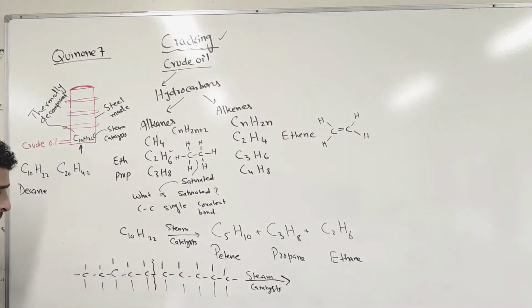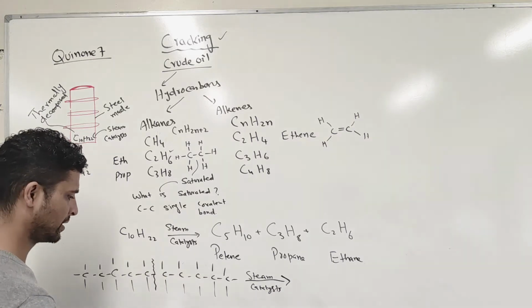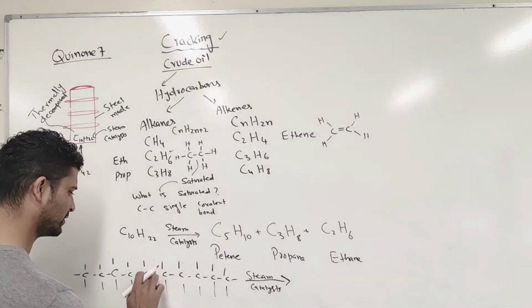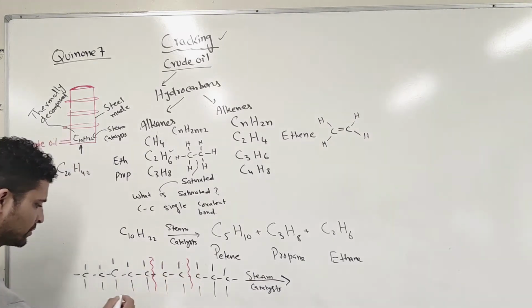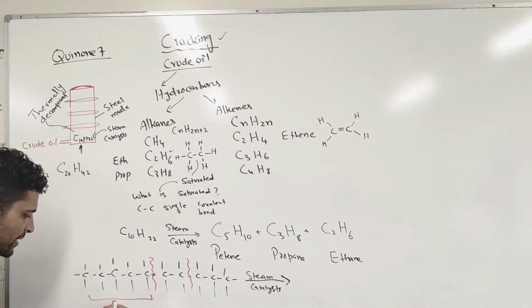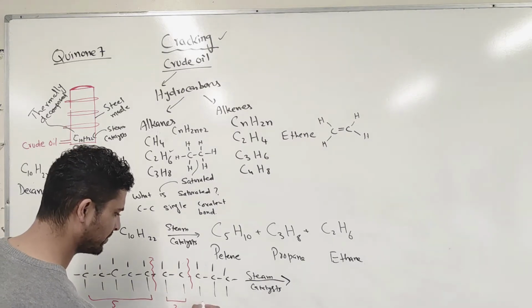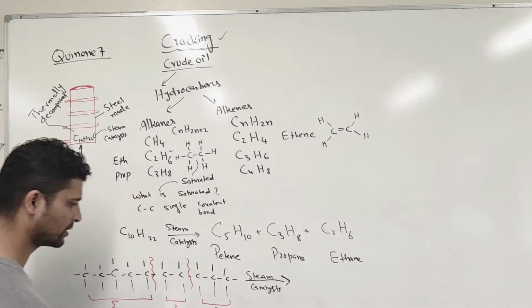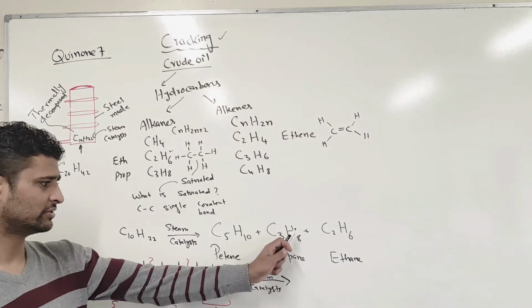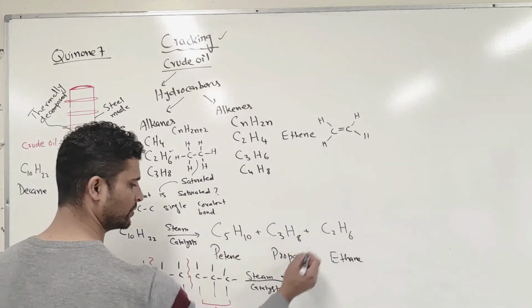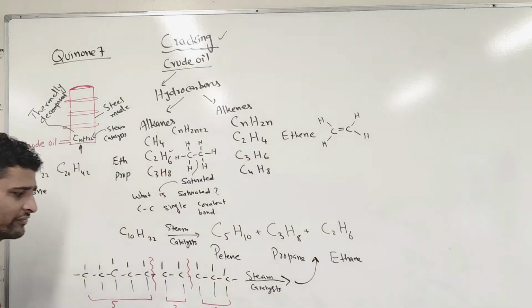So the chain will be broken down from here, and I will write it down in red so you can distinguish them. So you have 5 carbon atoms, and you have 2 carbon atoms, and then you have 3 carbon atoms. That's why you have C5H10, then you have C3H8, you have C2H2. So that will produce all of them.